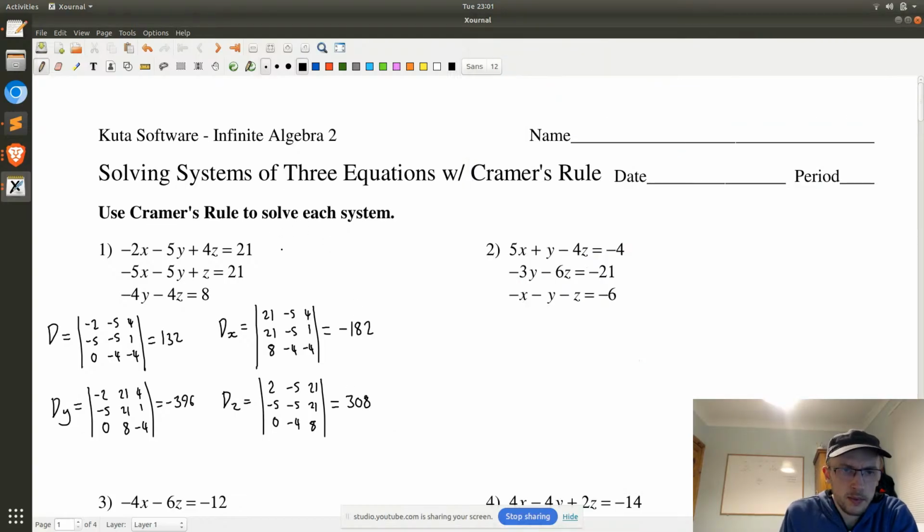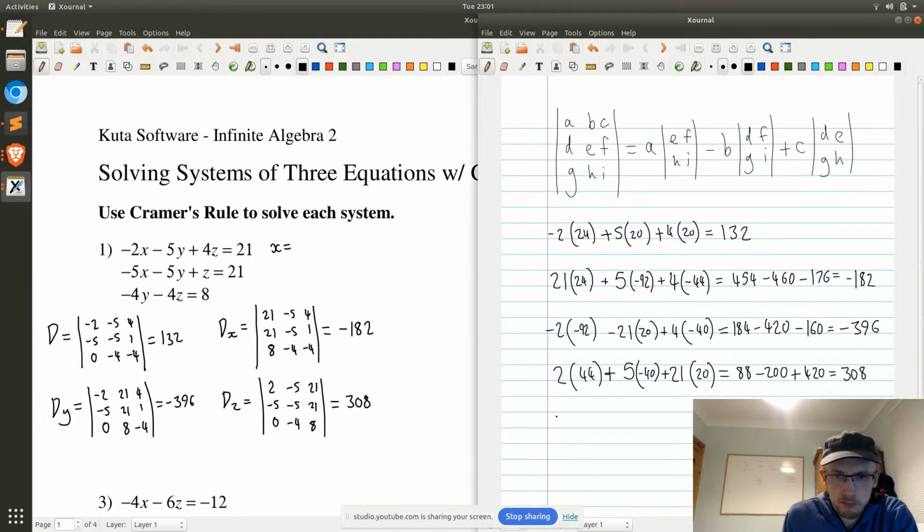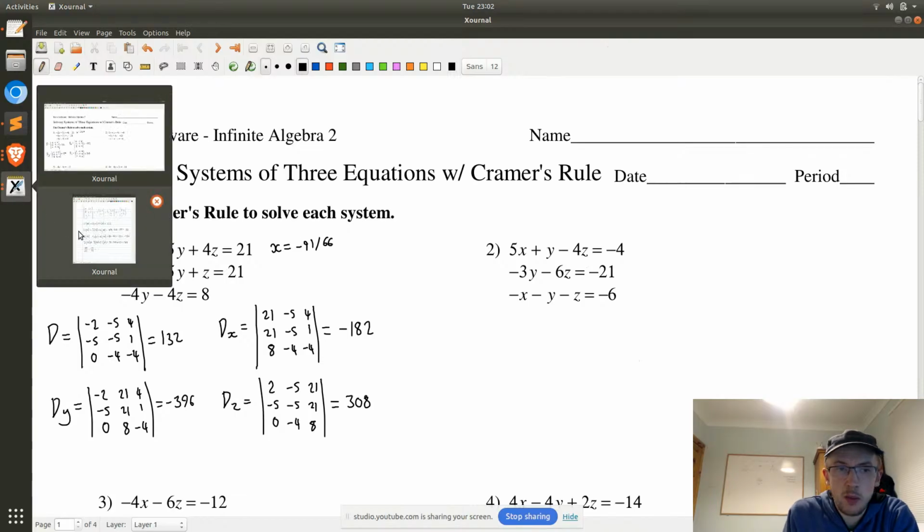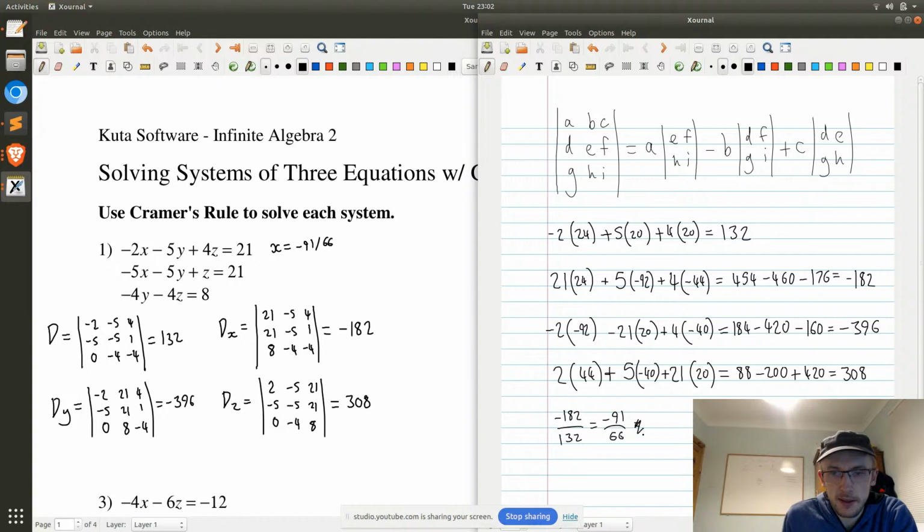Okay, so apparently x is going to be negative 182 over 132, which is negative 91 over 66. Now that's as far as I can go. There's no way this is right. There's just no way. Still though, just don't worry about it, just try.